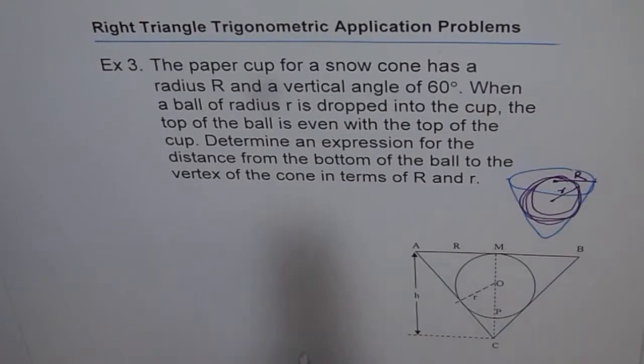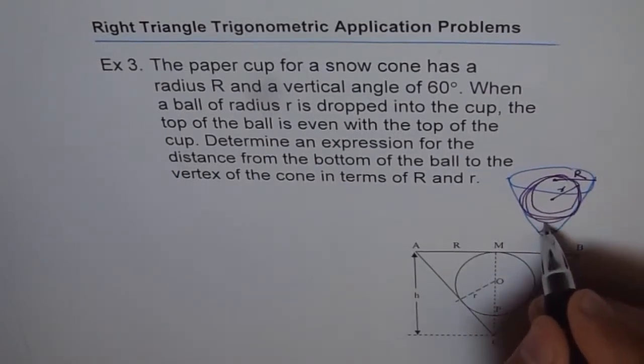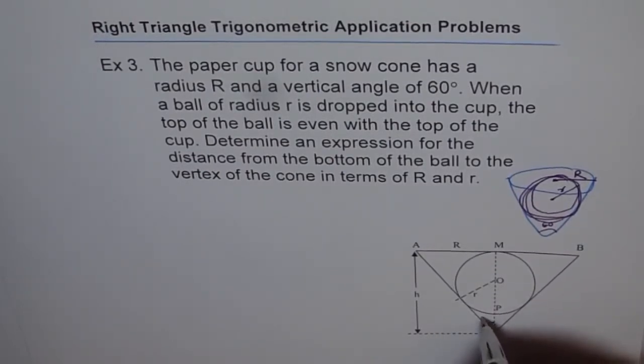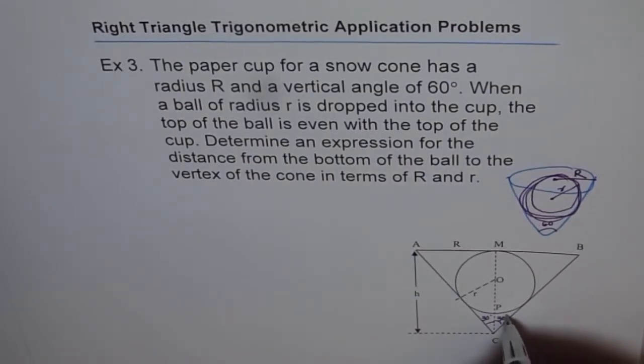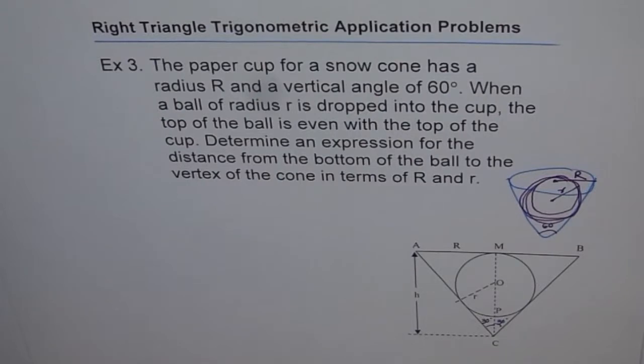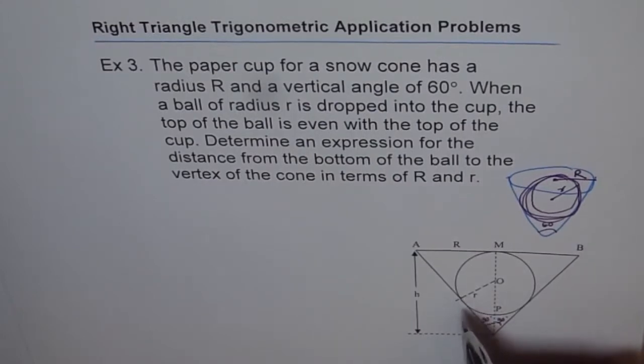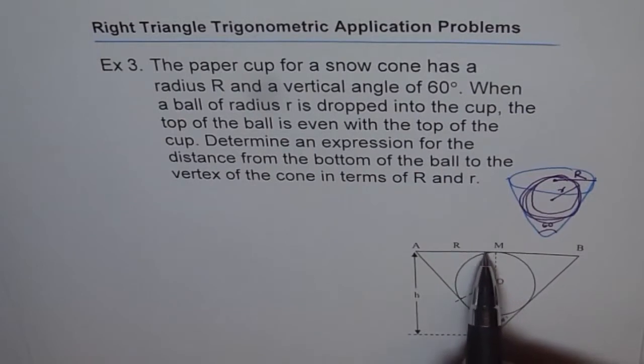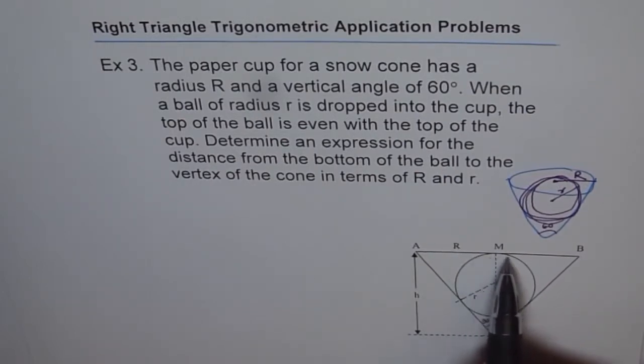Now, the angle here is 60 degrees. So this cross section, total angle is 60 degrees, so half of it will be 30, right? So let me write 30 degrees here and 30 degrees there. So this total is a 60 degrees angle, correct? When a ball of small radius r is dropped into the cup, the top of the ball is even with the top of the cup.